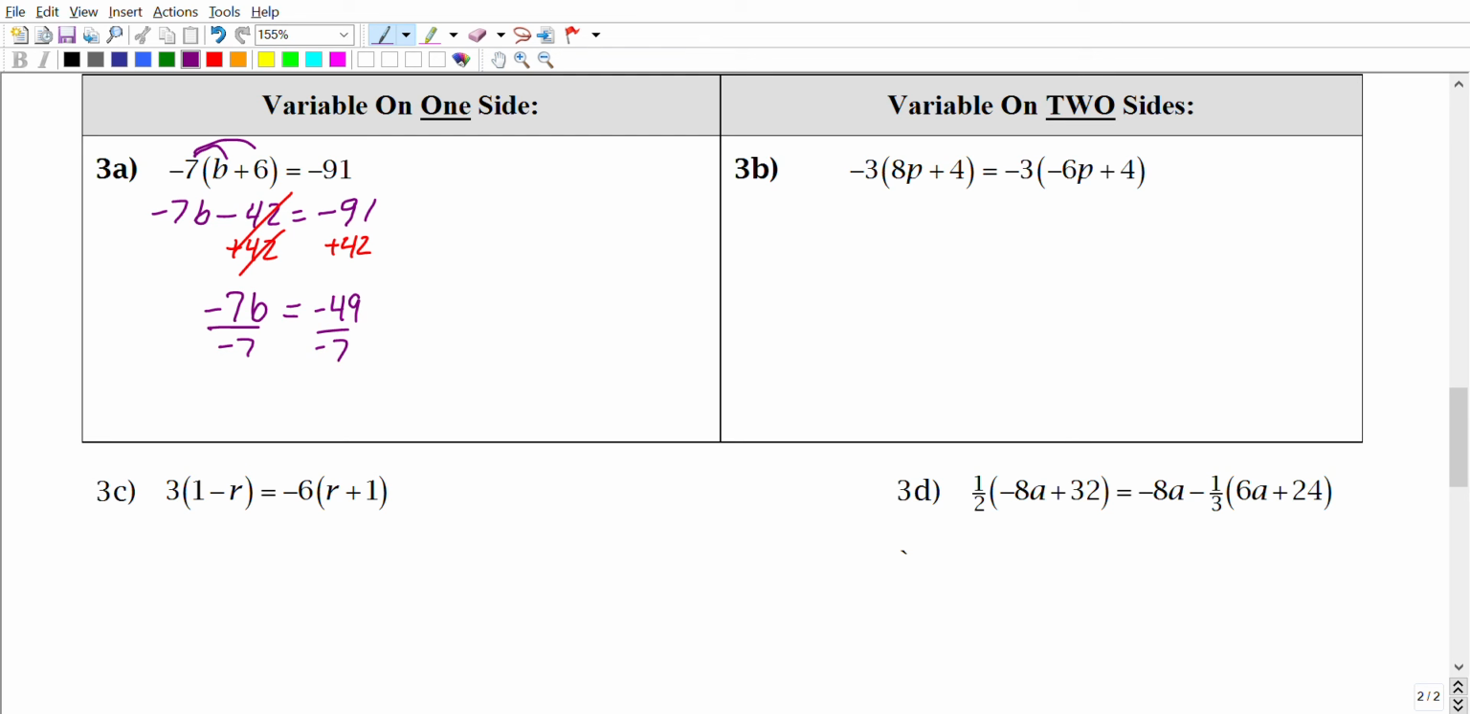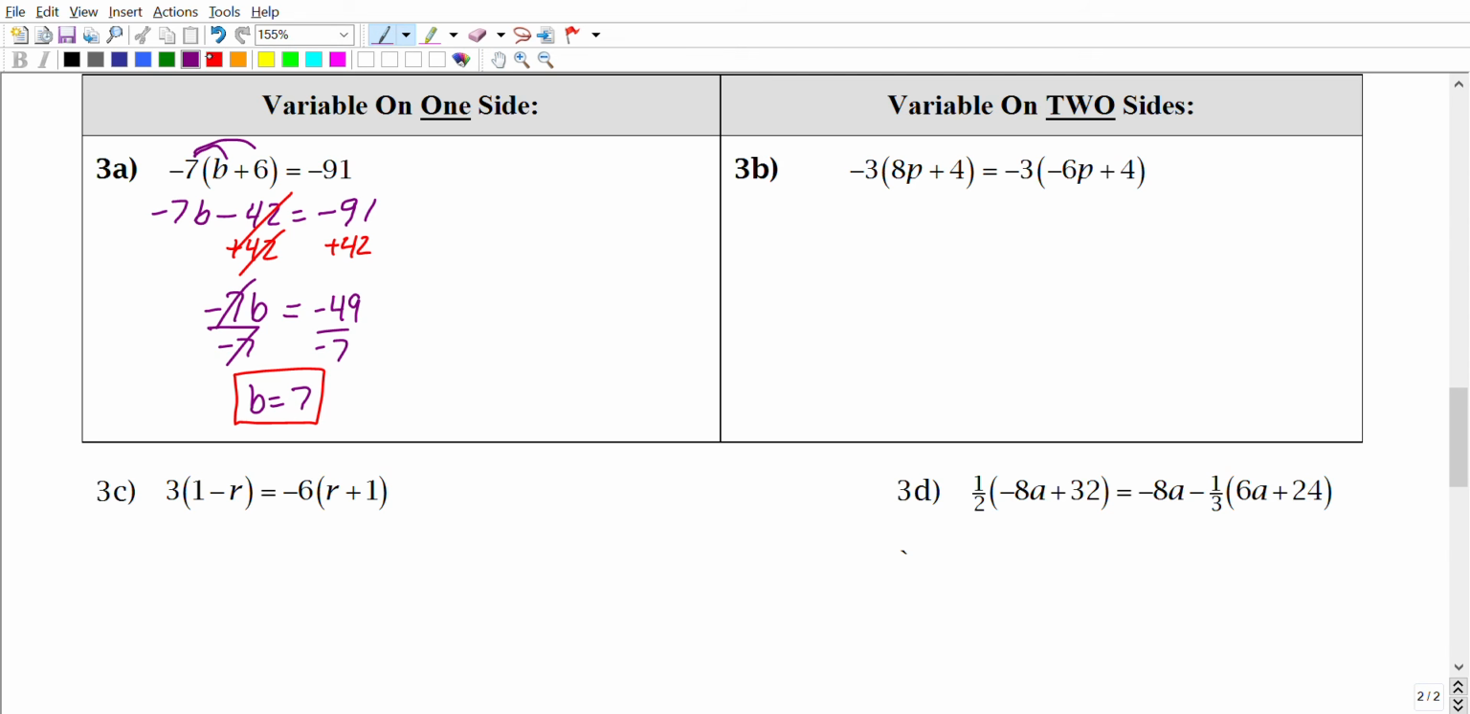We divide that by negative 7. We get b equals... Negative divided by negative is a positive. All right. Good. So we get a positive 7. So once again, we're going to do similar steps now with variables on both sides.